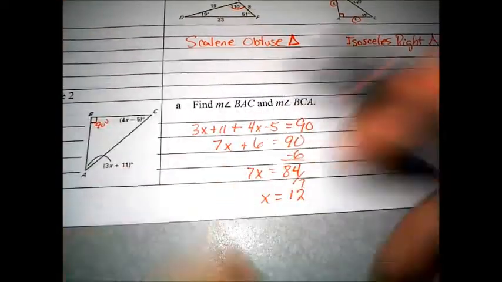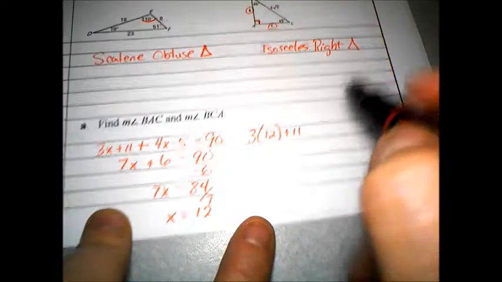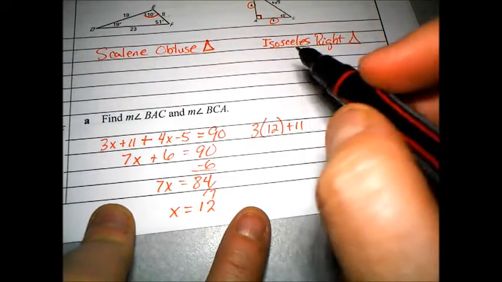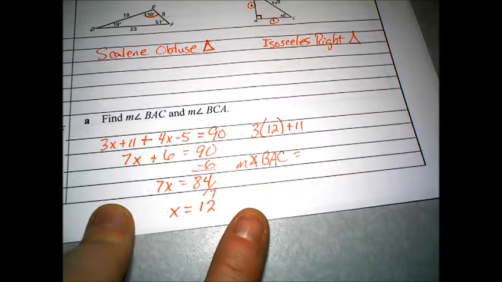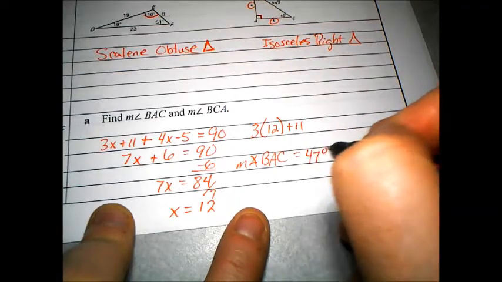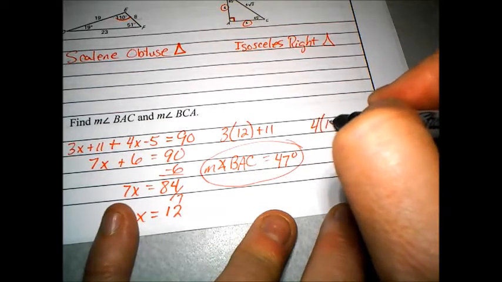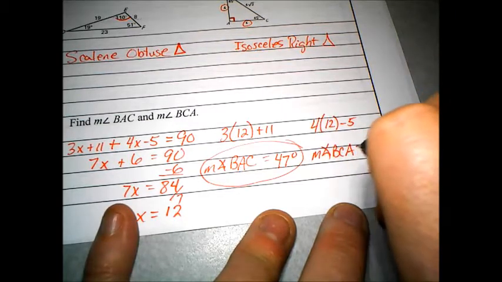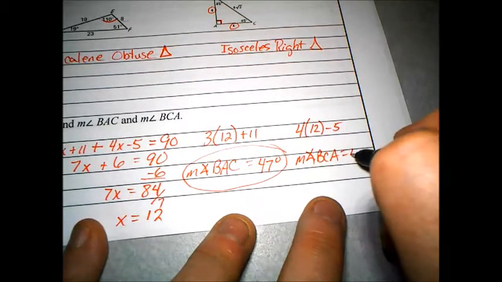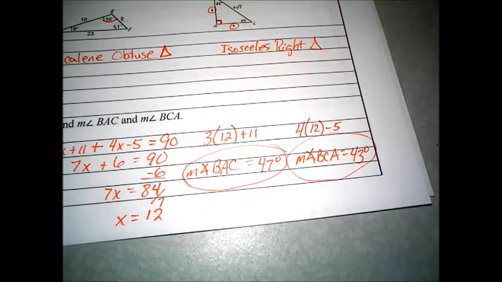Now I need to plug it back in. So I have 3 times 12 plus 11 will be the one angle. What angle is that? Looks like angle BAC. 3 times 12 plus 11 comes out to equal 47 degrees. And then I can plug it into the other side, and this will be the measure of angle BCA. That gives me 43 degrees. And there's my two angles for this particular problem.